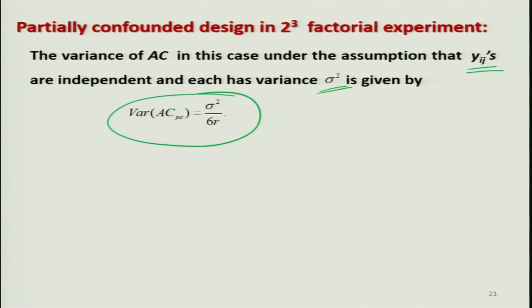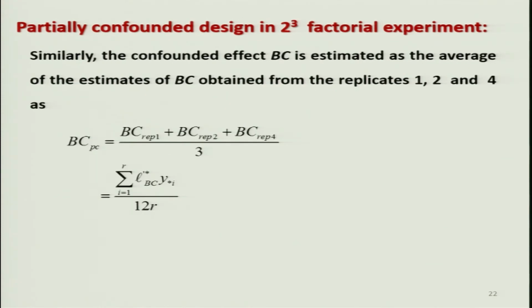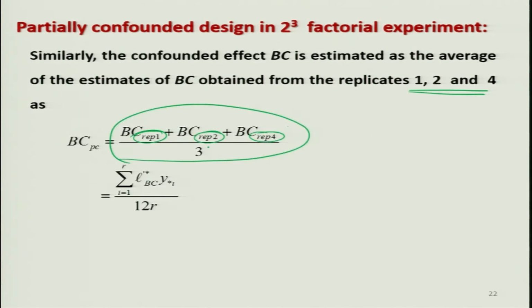So now we have obtained this variance also, and now the confounded effect BC can be estimated from the replicates 1, 2 and 4. That is again exactly on the same lines: you take the arithmetic mean of BC from replicate number 1, 2 and 4. So this denominator here is going to be 3. And suppose if this was not confounded, then the denominator would be 4.